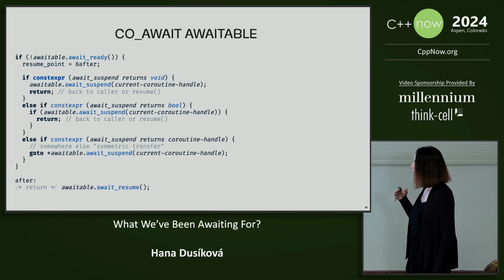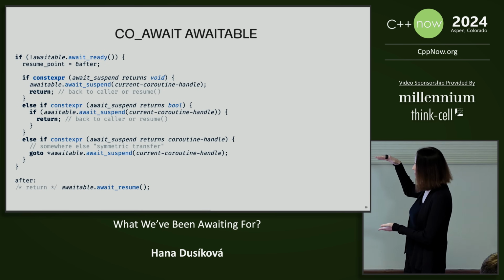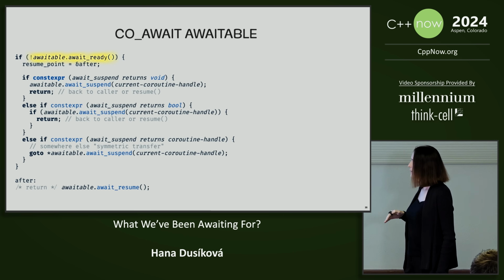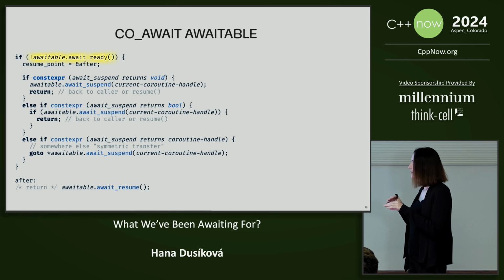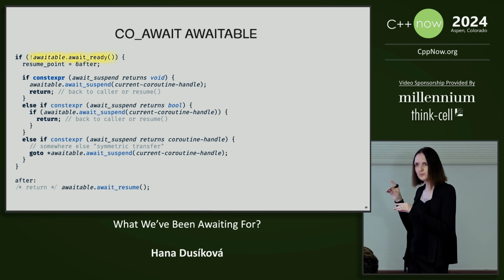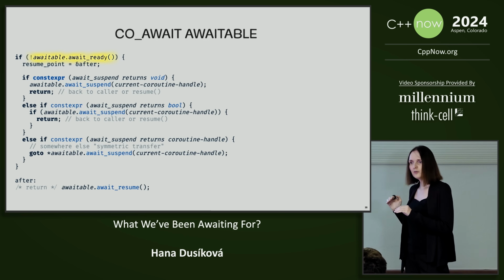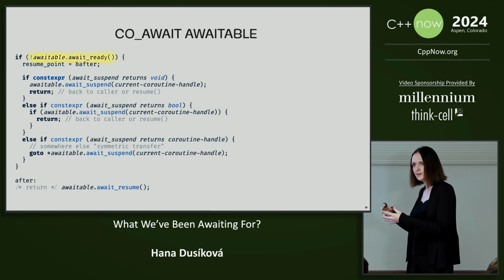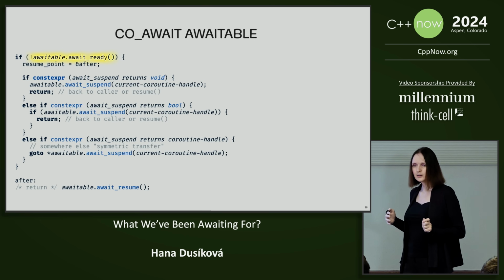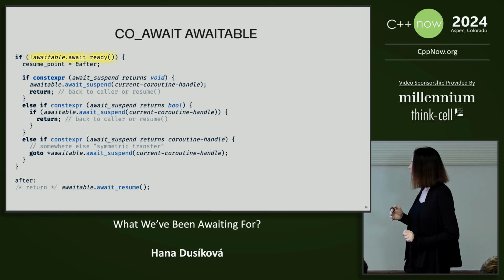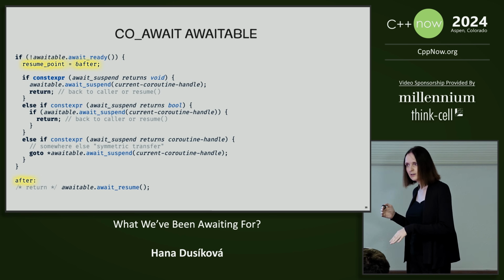So when you co_await on something, it creates code like this. It will call, on the result of the expression you are co_awaiting on, the function await_ready, which must be there. And await_ready returns bool. If it's true, then you don't need to suspend because the result is already there, and you can just skip the suspension point and continue. If it returns false, it will suspend and store the resumption point to the code just after that.